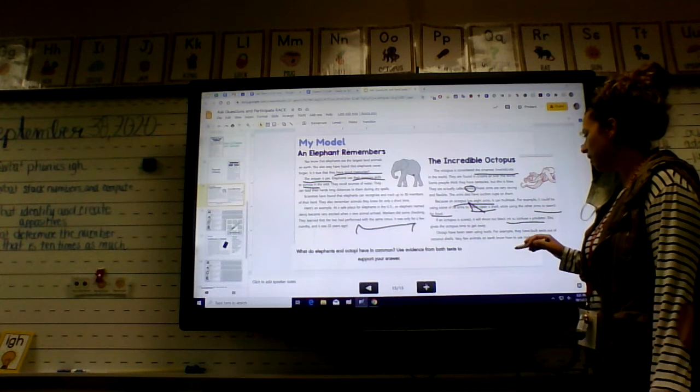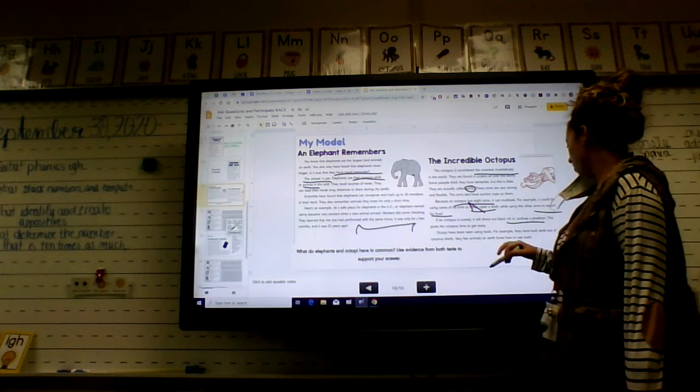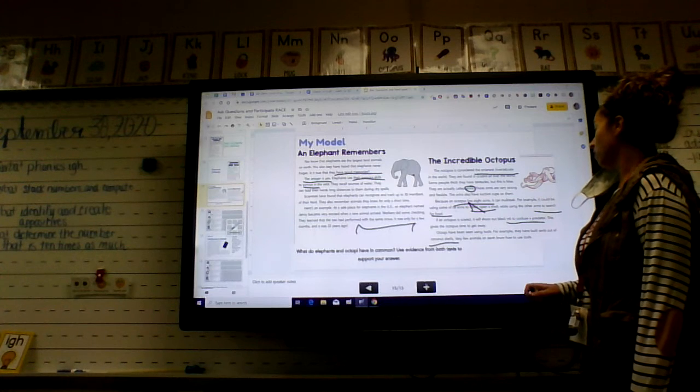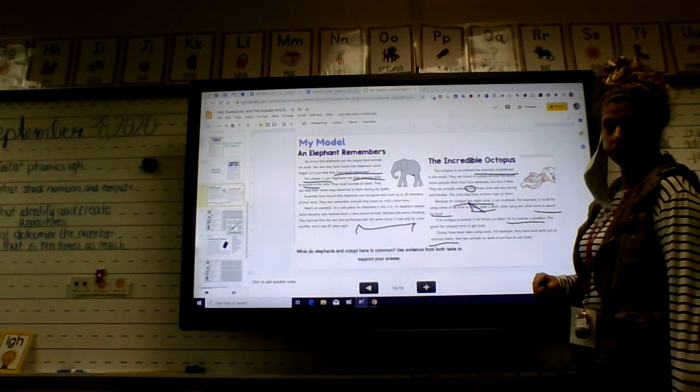Octopi have been seen using tools. For example, they have built tents out of coconut shells. Very few animals on Earth know how to use those tools.